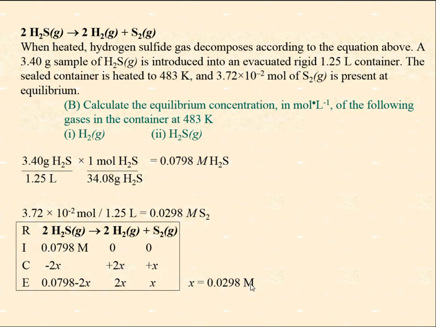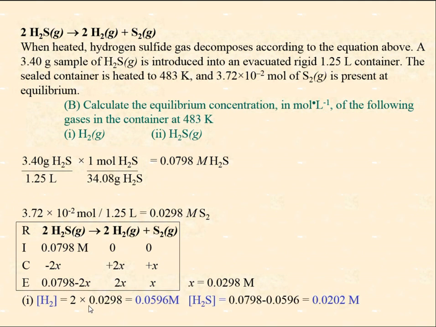Notice, though, we already know x because sulfur concentration in the equilibrium system is this. So since we already know x, 0.0298, we can simply plug that value into our equilibrium expressions for hydrogen sulfide and hydrogen, and we have the answers requested for part B, I and II. So our value for hydrogen is 0.0596, and for hydrogen sulfide is 0.0202. Please pause if you need to go back through that.